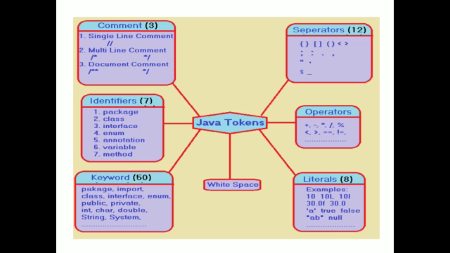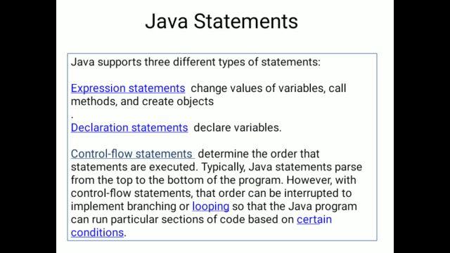That is, there are 5 types of tokens. One is the keyword, identifier, operators, literals, and separators. All these are shown here. Then there are different types of statements.